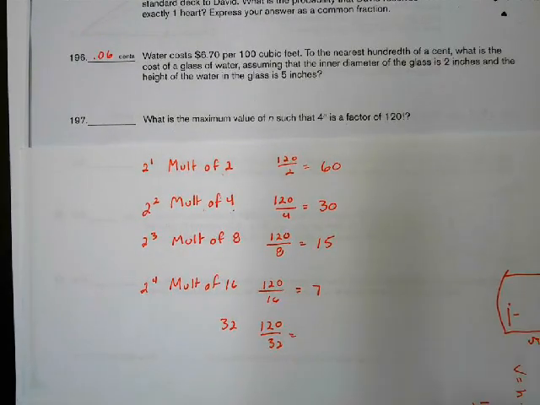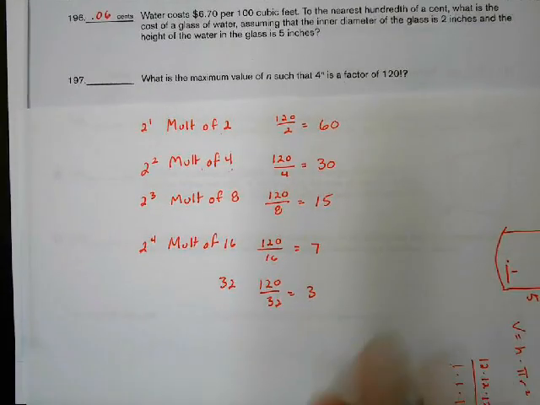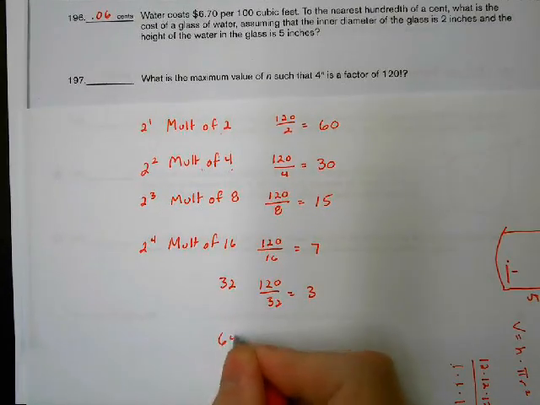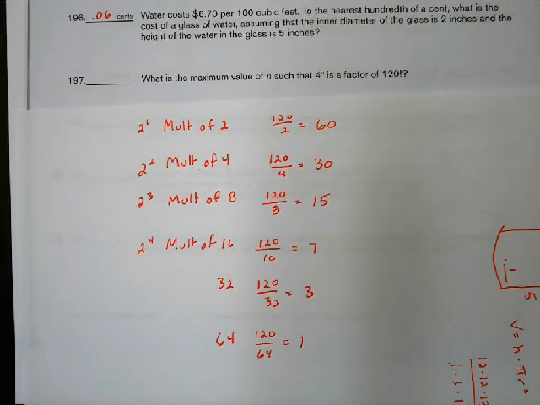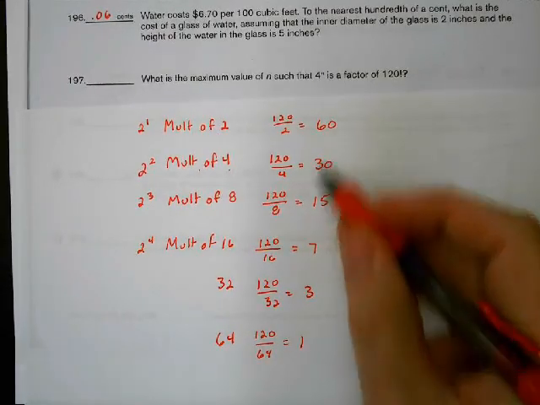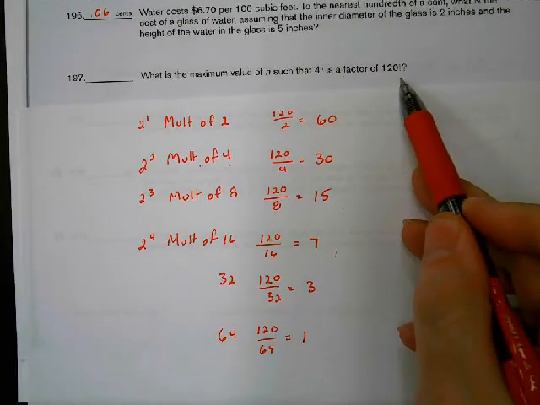How many 64's are in 120? There's only one. It comes out as a decimal, but there's only one of them. So this is the total number of 2's that are in 120 factorial. 60 plus 30, that's 90, 105, 125, 126.